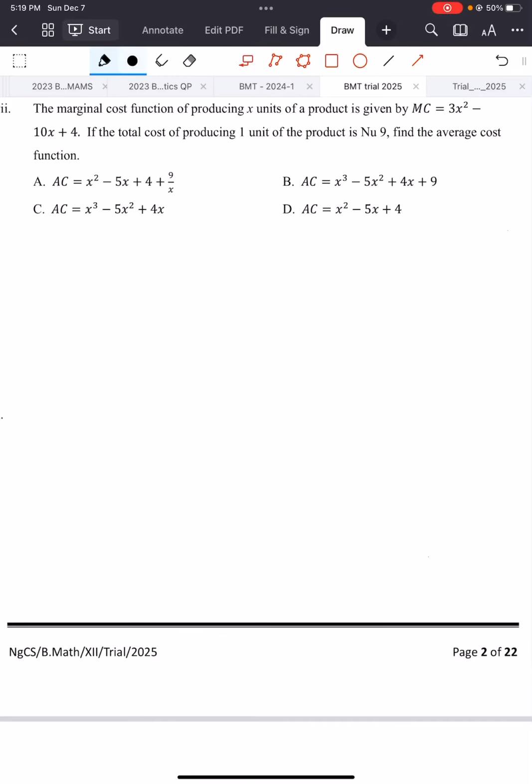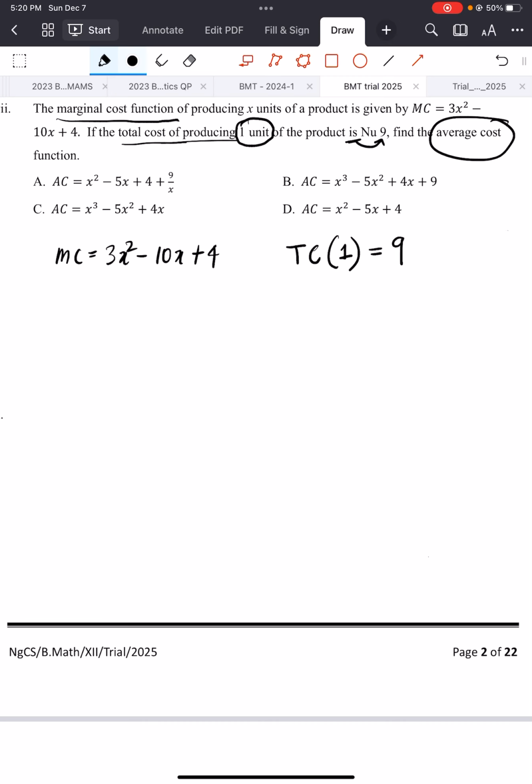Okay, here it says the marginal cost function of producing x units of product is, so MC is given by 3x squared minus 10x plus 4. If the total cost of producing 1 unit of product is 9, find the average cost. So you need to find average cost.